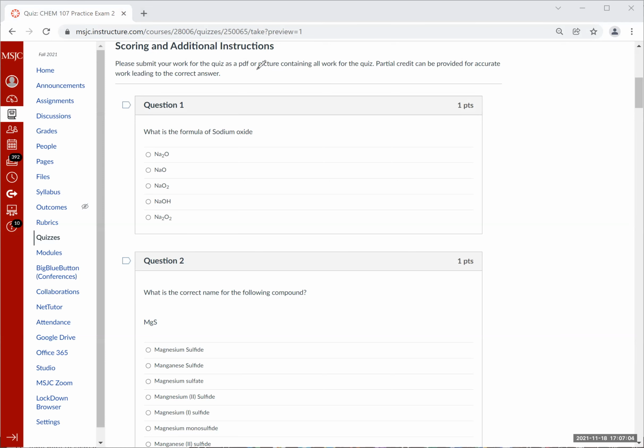Here we're asked to figure out the formula for sodium oxide. So in this case, sodium is a 1A element, so it has a preferred charge of sodium plus. Oxide, oxygen, is a 6A element, so it has a preferred charge of 2 minus. Crossing the charges, that gives us a formula of Na2O. Any questions on this first example?